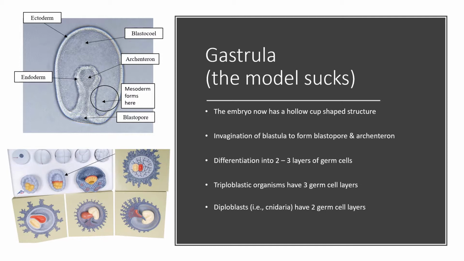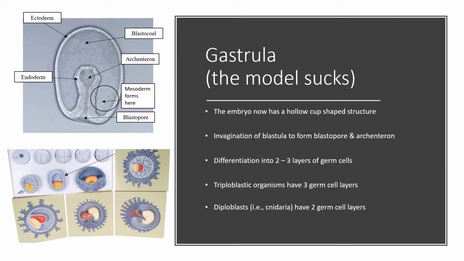In humans, that blastopore becomes the anus. Okay. You also see the archenteron, which is the other end of the invagination. And then it's here in the gastrula stage, once again, where you get that differentiation of the germ cell layers. And your germ cell layers are your ectoderm, endoderm, and mesoderm. You don't see the mesoderm here, you just see the endoderm and the ectoderm.